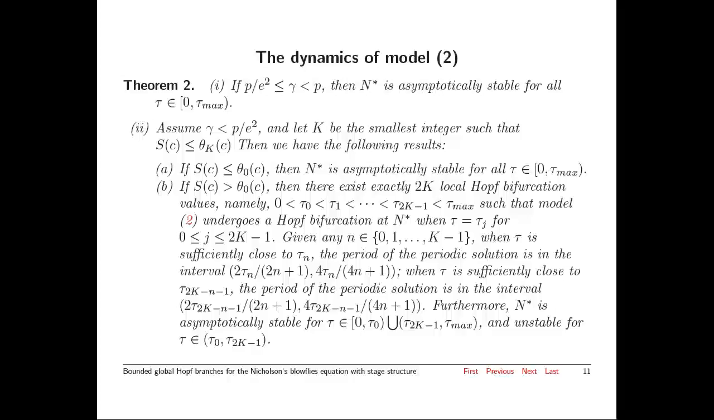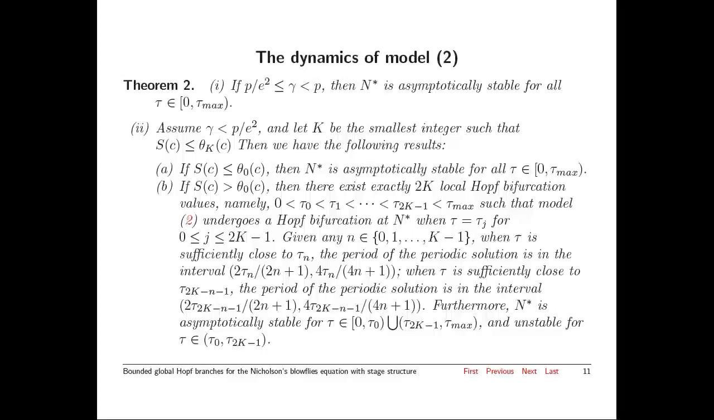And for tau 2K minus 1, when tau crosses the last bifurcation value, the stability of N star changes from unstable to stable again. So here we got the positive equilibrium is always asymptotically stable when tau is less than tau naught, and when tau is larger than tau 2K minus 1 and less than tau max.